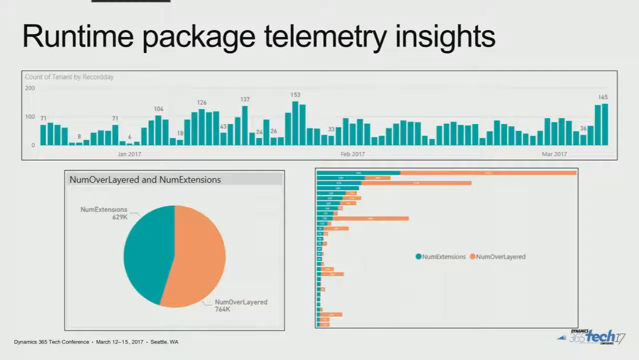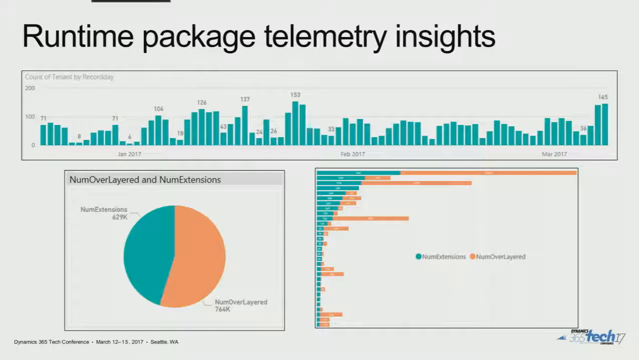Okay, so I'm just going to give you one more piece of data to talk about, and this is the runtime package telemetry insights. So I'm changing the data source. This again is information that's pulled out of the packages as they're deployed through LCS. There's a fair amount of duplication in this data, meaning that a given organization, given deployment, could deploy 20, 30 times because they're deploying every day to some different environments and things like that.